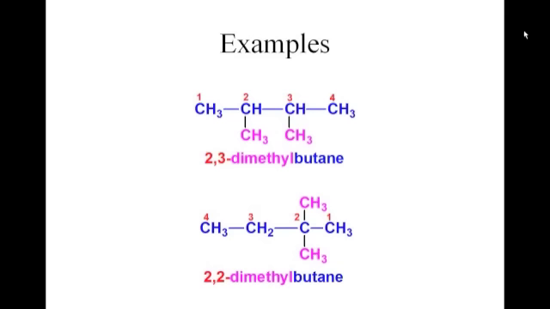In my second molecule, it does matter which direction I start numbering from. I have to start numbering from the right, because that puts the 2 methyl groups at carbon 2. If I started numbering from the left, my 2 methyl groups would be at carbon 3. So this molecule is 2,2-dimethylbutane. There is no such molecule as 3,3-dimethylbutane. That would be incorrect.